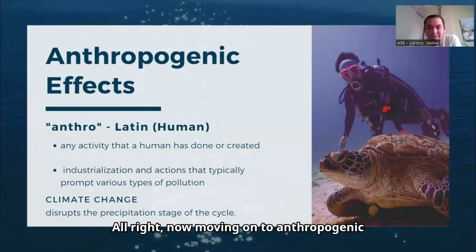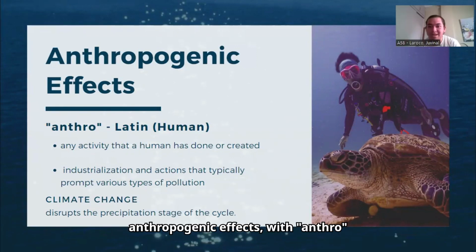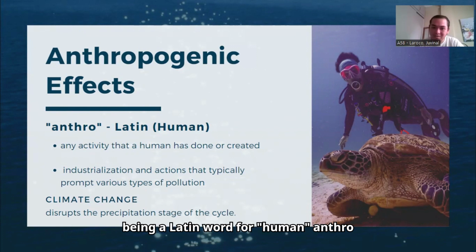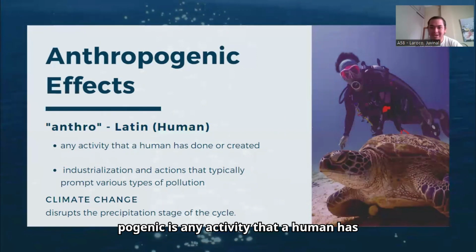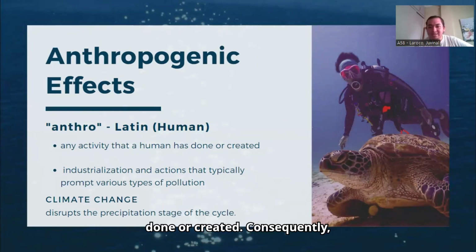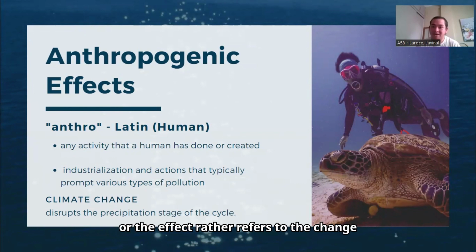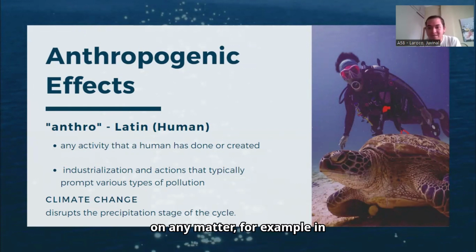All right, now moving on to anthropogenic effects, with anthro being a Latin word for human. Anthropogenic is any activity that a human has done or created. Consequently, the effect refers to the change or impact of that human action in any manner, for example, in the environment, in the ecosystem, or in the status.